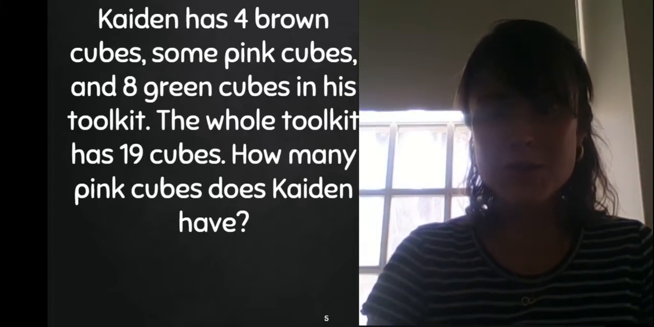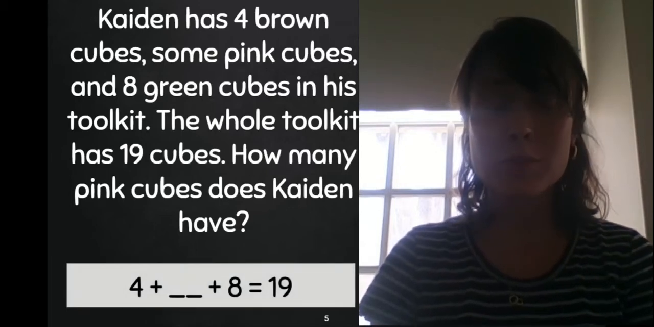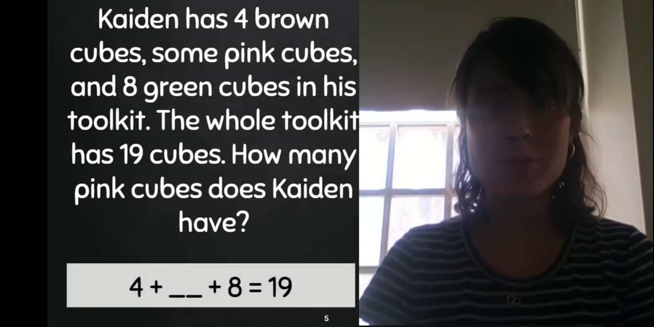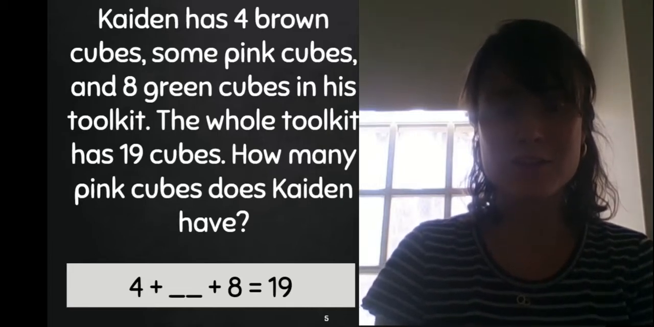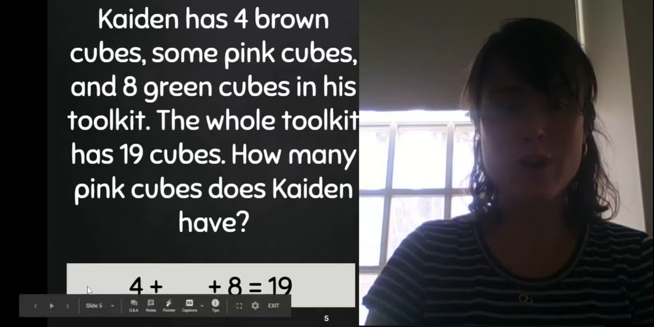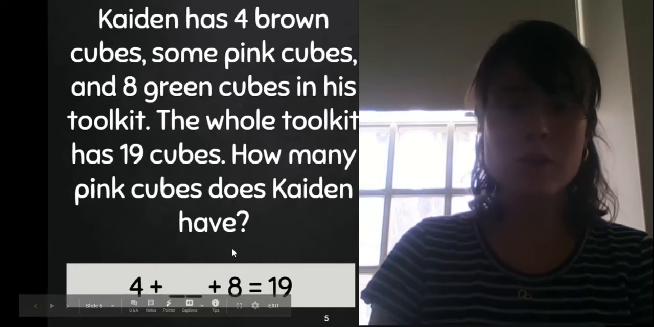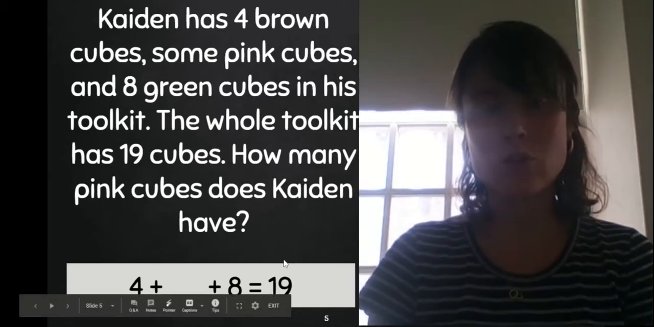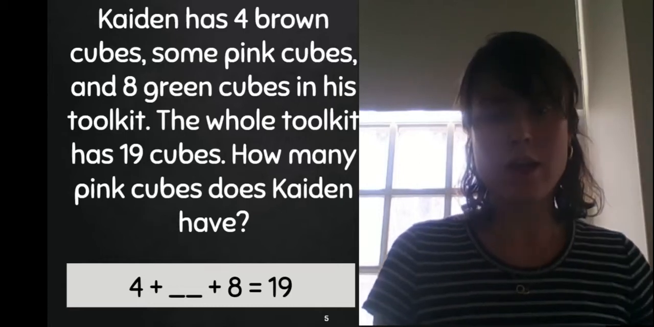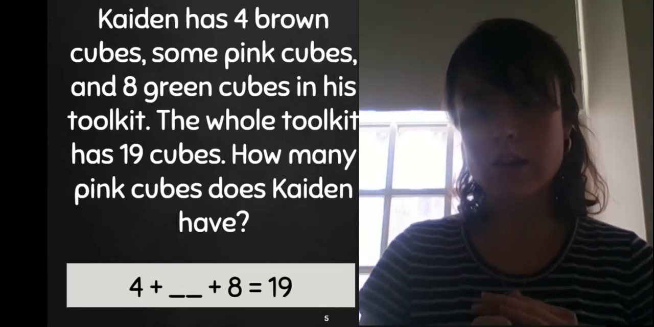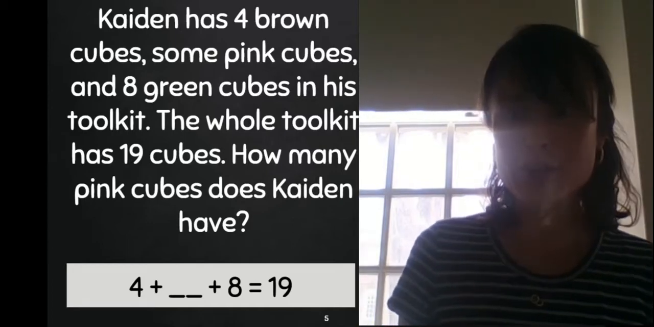All right, now see if your number sentence matches mine. 4 plus something plus 8 equals 19. We've got our 4 brown cubes plus some pink cubes plus 8 green cubes makes the total 19 cubes. All right, let's think about how we can figure out how many pink cubes there are. How can I find that missing part? Go ahead and try to solve on your own.